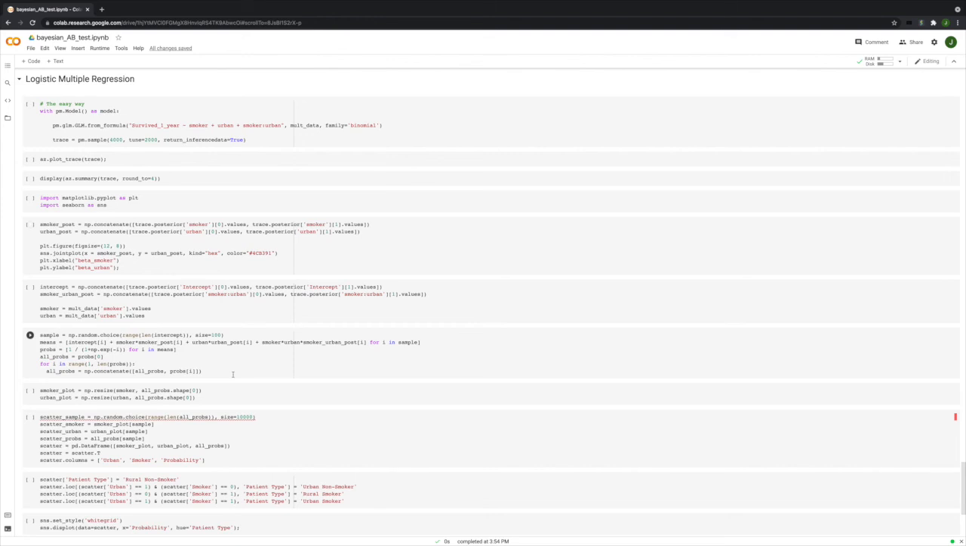Now that was a linear probability model, which you may not actually end up using. A lot of times when you have a binary dependent variable, you would probably use logistic regression instead. And this is very easy in PyMC3 as well. We start off the same way. And from formula, we've got survived 1 year as the dependent variable, smoker, urban, and the interaction as independent variables. But now we just need to say family equals binomial. And that's going to change from the linear probability model from before to a logistic regression model.